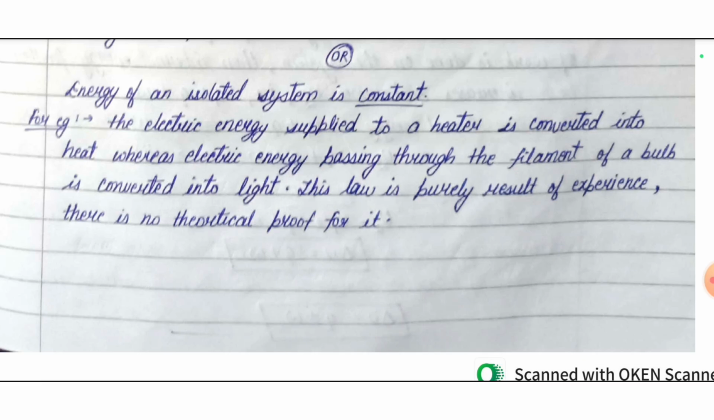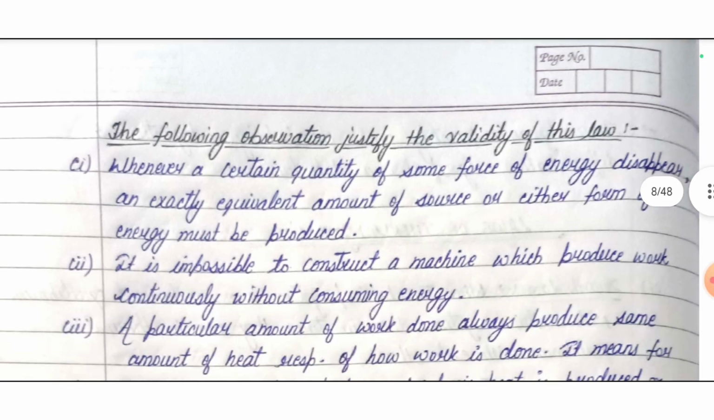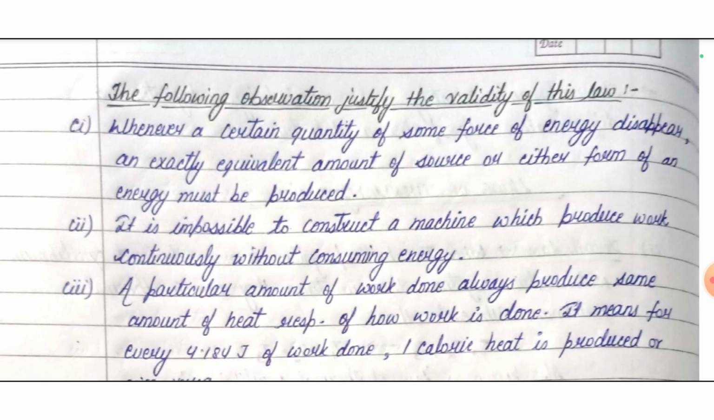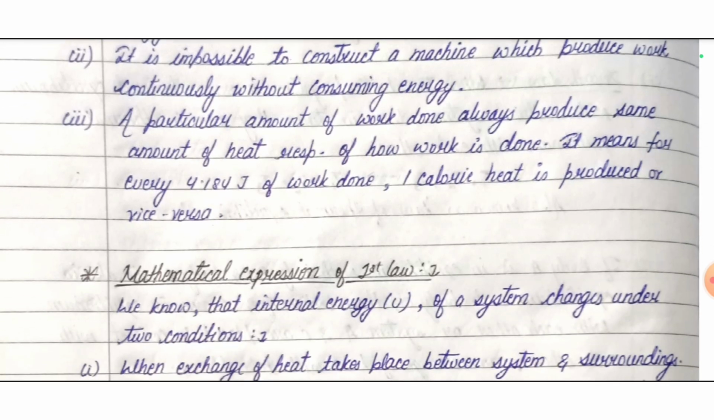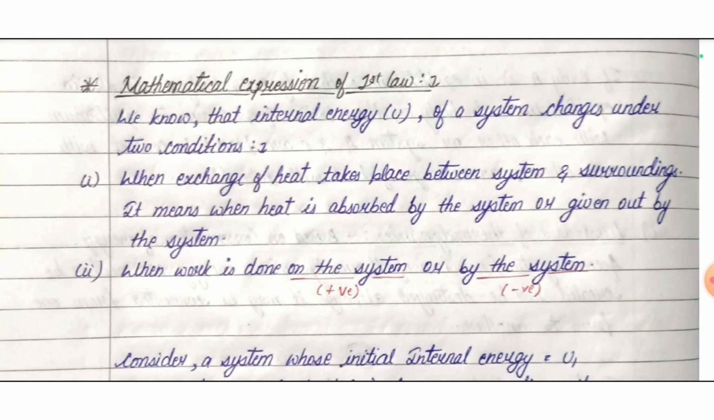This law is purely a result of experience. There is no theoretical proof for it. The following observations justify the validity of this law. First, whenever a certain quantity of some form of energy disappears, an exactly equivalent amount of some other form of energy must be produced. Second, it is impossible to construct a machine which produces work continuously without consuming energy. Third, a particular amount of work done always produces the same amount of heat irrespective of how the work is done. It means for every 4.184 joule of work done, 1 calorie of heat is produced, or vice versa.